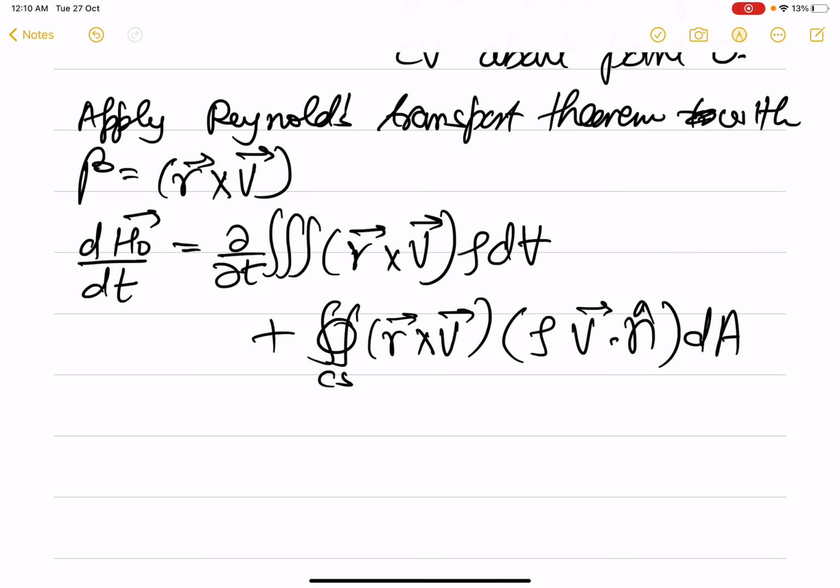So this is just applying the Reynolds transport theorem, and once again I'll make it very clear, Reynolds transport theorem does not impose any condition. It just tells me how the material rate of change of a quantity relates to the rate of change of quantities in a control volume.